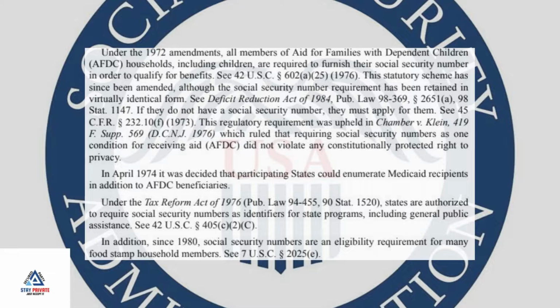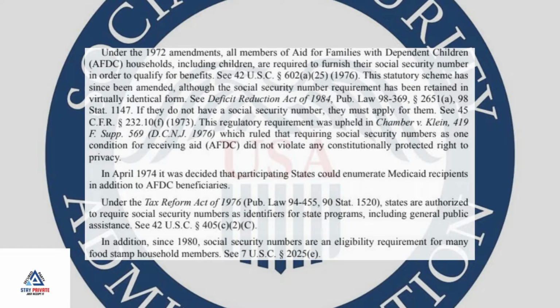This statutory scheme has since been amended, although the Social Security number requirement has been retained in virtually identical form. In April 1974, it was decided that participating states could enumerate Medicaid recipients in addition to AFDC beneficiaries.